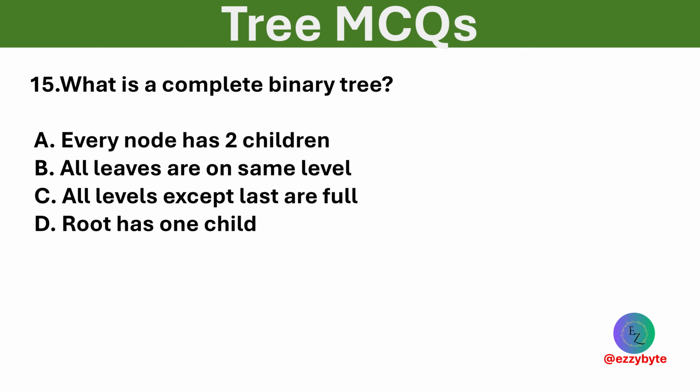What is a complete binary tree? Options are every node has 2 children, all leaves are on the same level, all levels except last are full, and root has 1 child. Option C is correct. A complete binary tree has all levels full except the last.